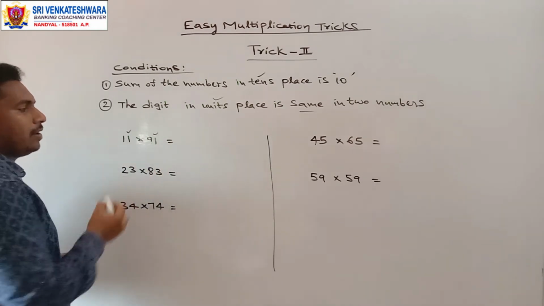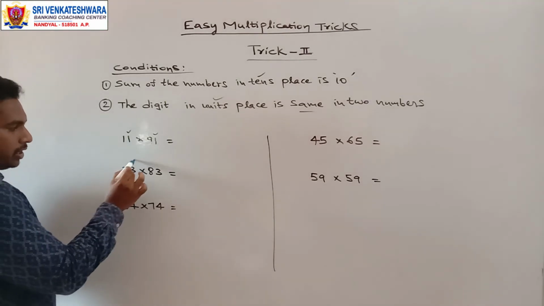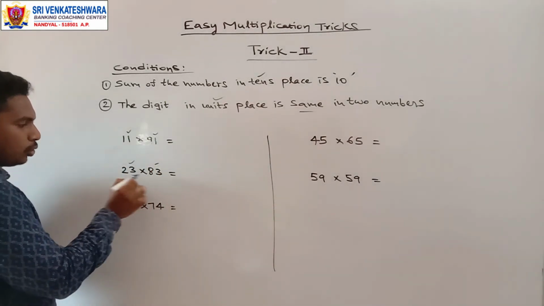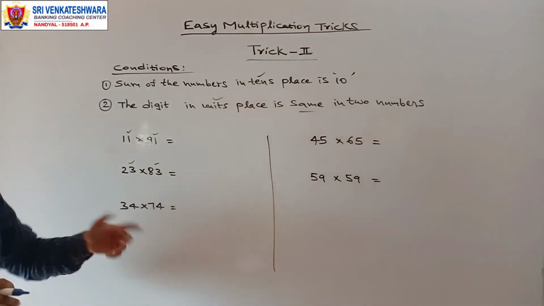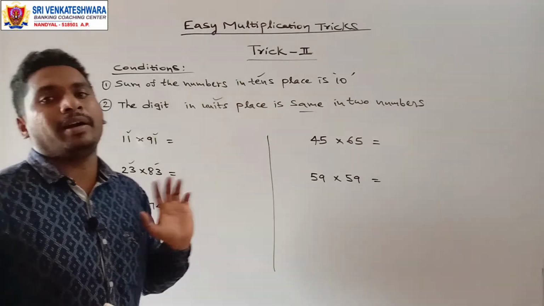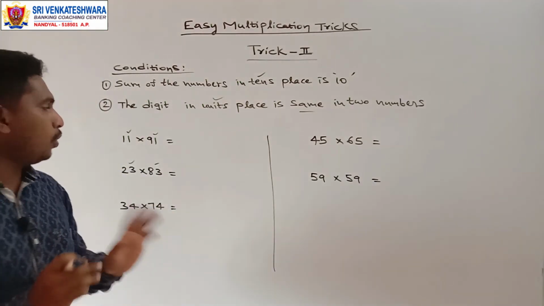Here it is 1, here also it is 1. And here you can see in units place it is 3 in both numbers and in tens place 2 and 8. 2 plus 8 is 10. Like that there are many pairs that are possible from 1 to 100. That I have already given. Now let us see how to solve them.